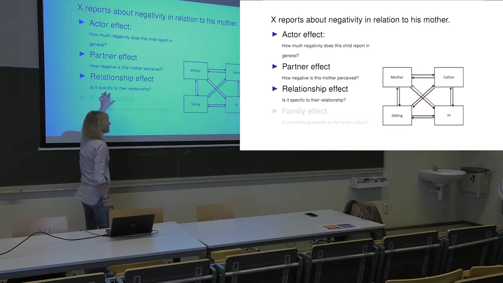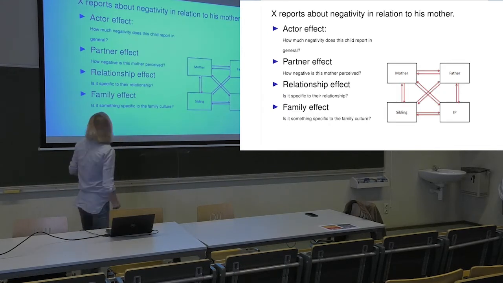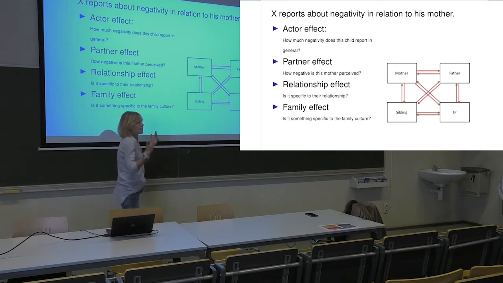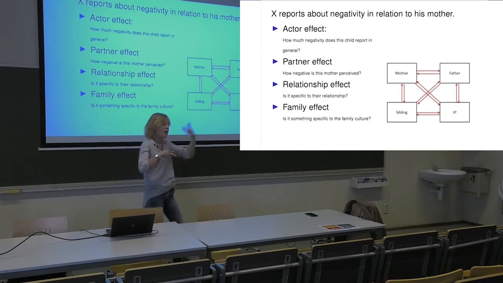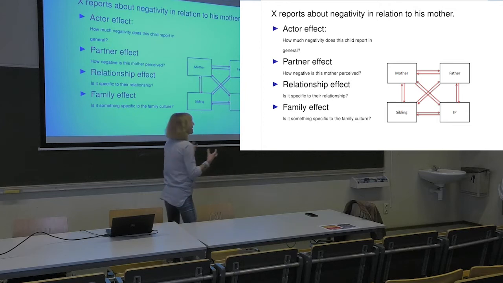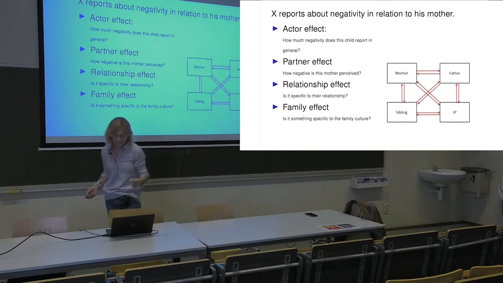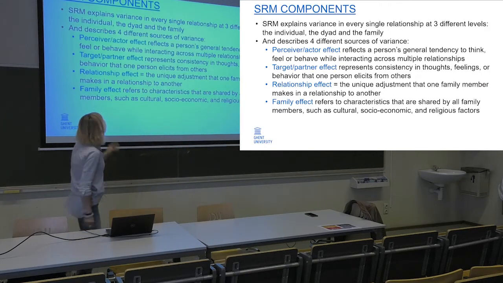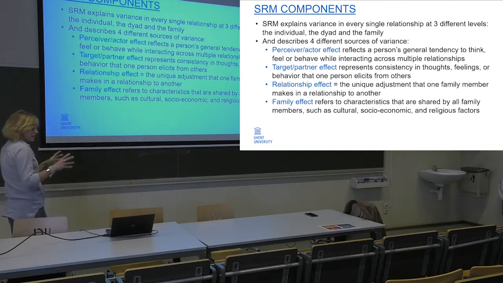Is this specific to the relationship? And then the family effect, is this something specific to the family culture? Does this family differ from other families in the way they handle negativity? Yeah. So SRM explains variance, and that's important.